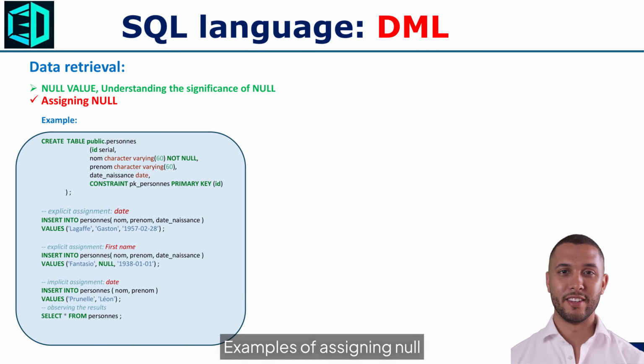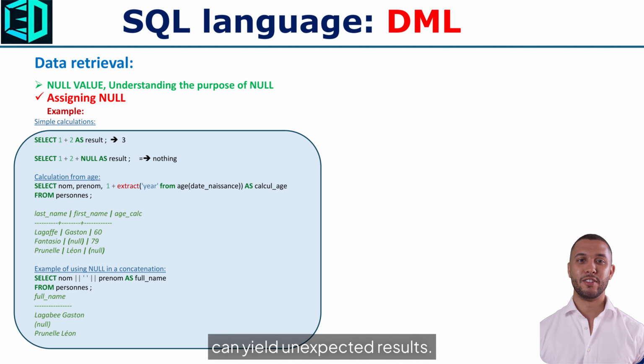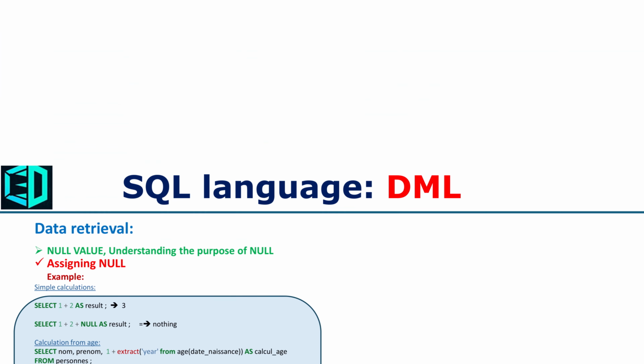Examples of assigning NULL include explicit and implicit methods. Ensure primary keys are not NULL to maintain database integrity. Observe results to verify correct implementation. Calculations involving NULL can yield unexpected results. For instance, adding NULL to a number results in NULL. Handle NULLs carefully in calculations and concatenations.